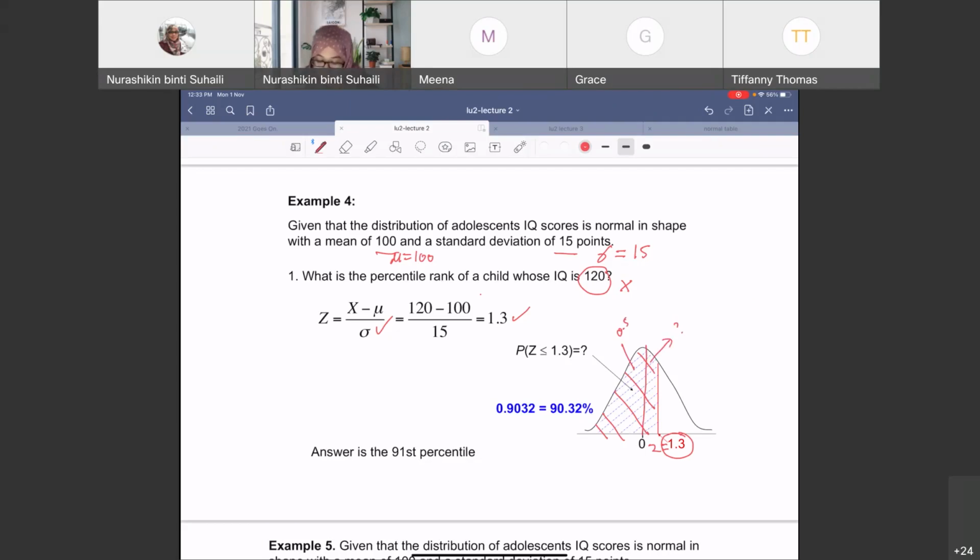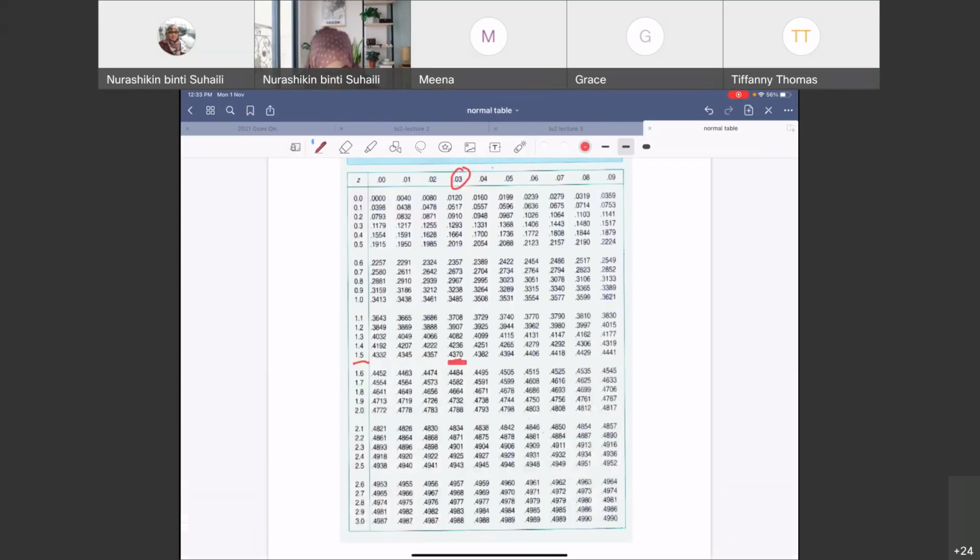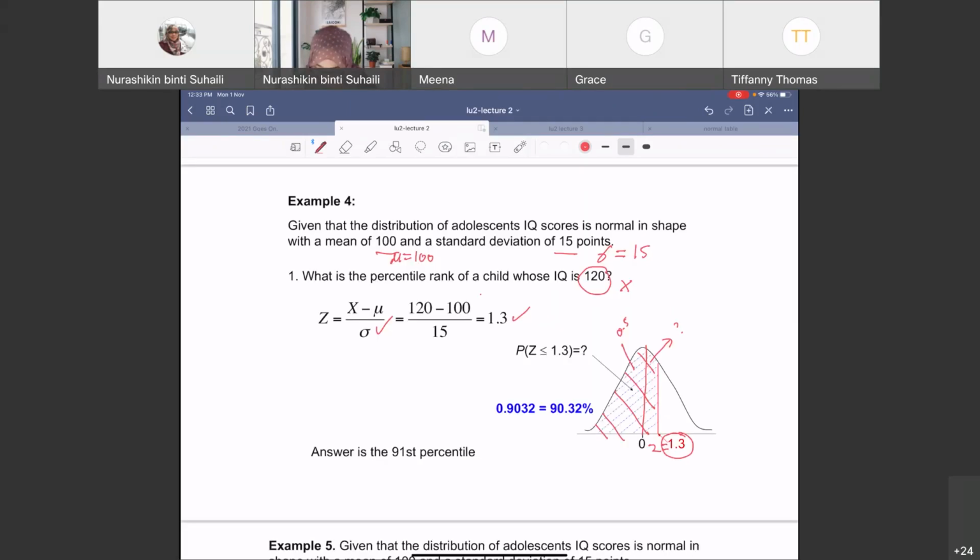You have to find when Z equal to 1.3, is this one, 0.4032. So this one is 0.4032 plus 0.5, that's 0.9032. That is in terms of the decimal point. If you convert it into percentage, that's equal to 90.32%, yeah, multiplied by 100.